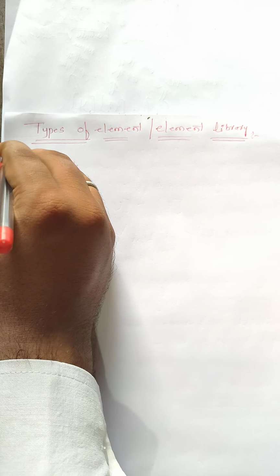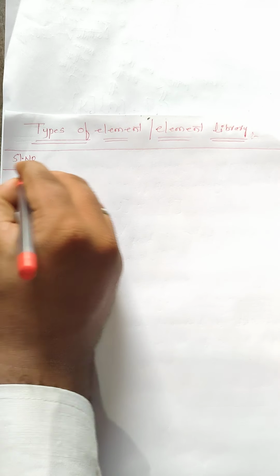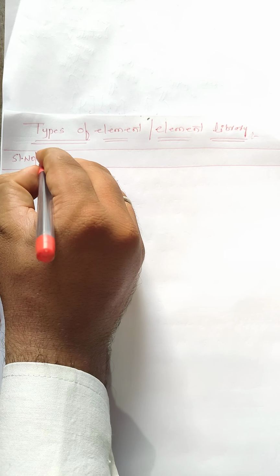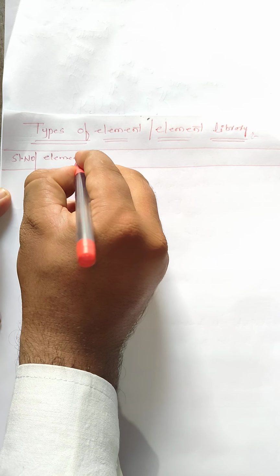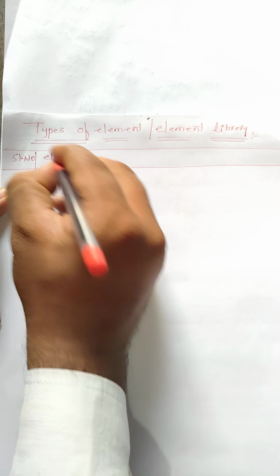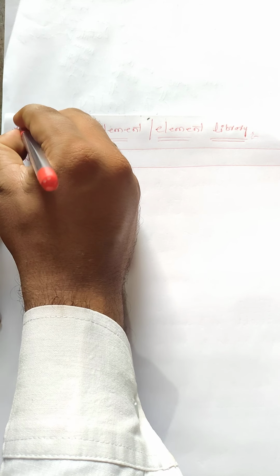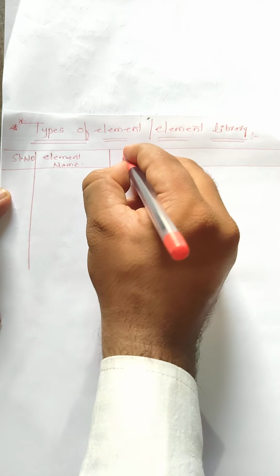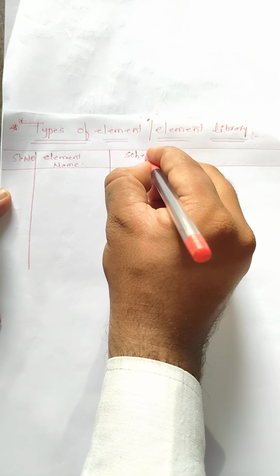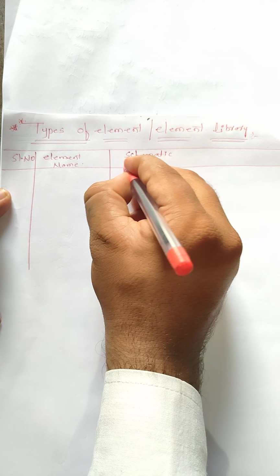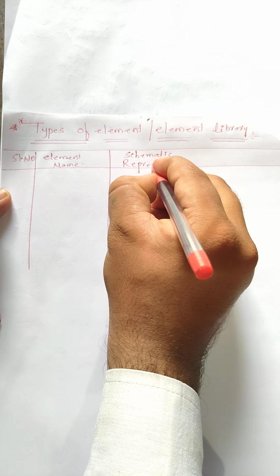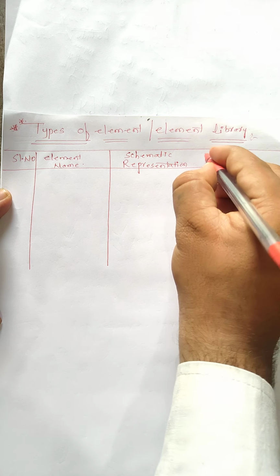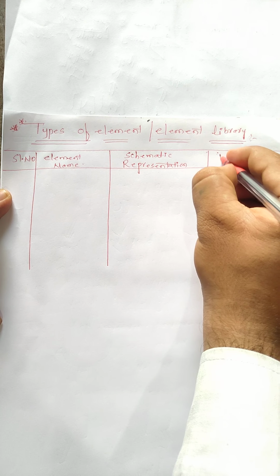Serial number, this is the element name. According to examination point of view, this is most important. Element name, schematic representation, and remarks.